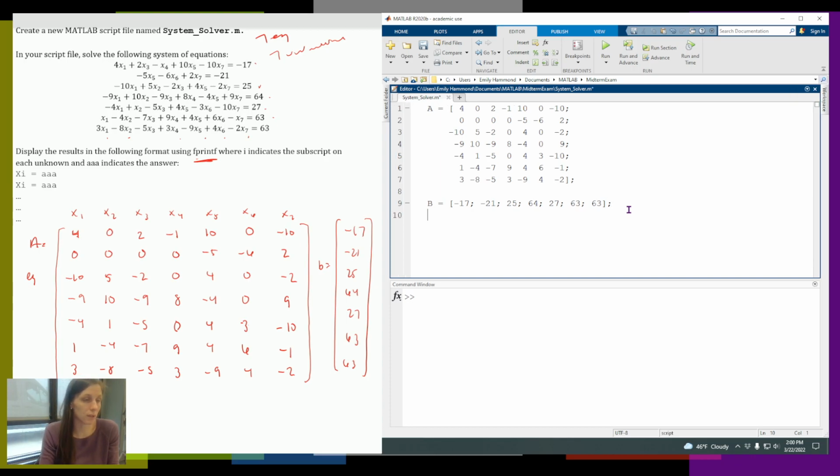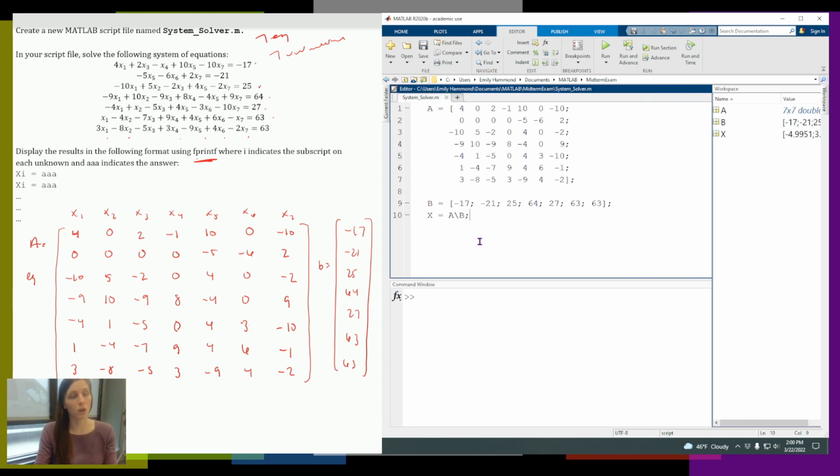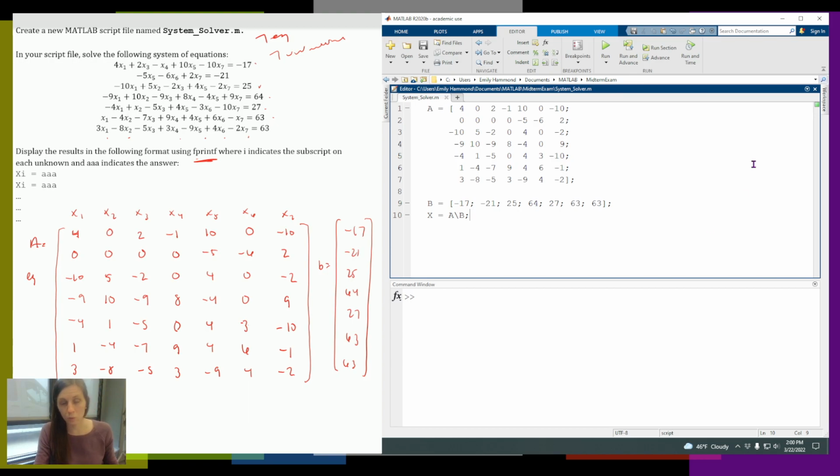And then I go ahead and solve it. So X is going to be A left divide B. It's one of the ways. Now X is a 7 by 1. We don't type in X values. We don't type in X1, X2, X3. We just type in this line. Type in all your A values. Type in all your B values. X equals A left divide B. That's how we solve our system of equations using MATLAB.